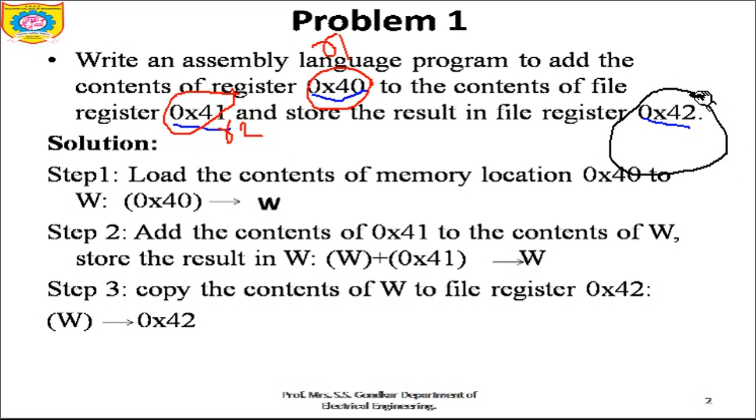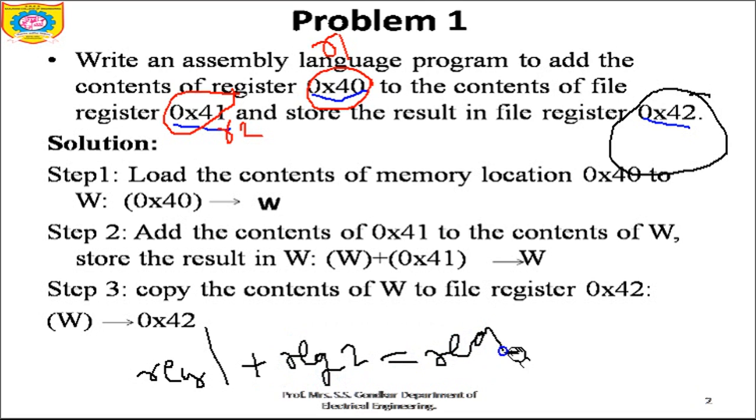Now check whether the data is given or not. This numerical doesn't have the data. All are register locations, that is, we have to add register 1 plus register 2 and store the result in register 3.